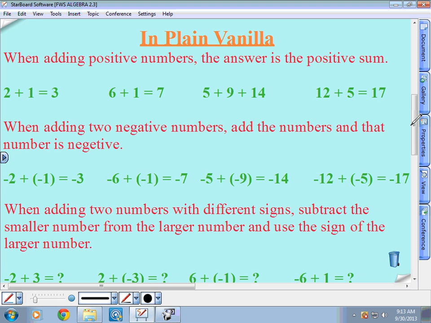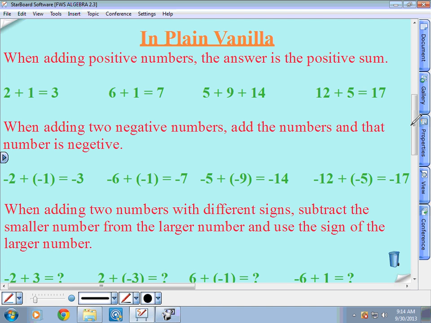If I'm adding together two numbers and they have different signs, I'm going to take whichever number is larger, and I'm going to subtract the smaller. So for both of these, it's going to be 7 minus 2, which is 5. And I'm going to use the sign of whichever number was larger. So here, it's just 5, because the larger number 7 was the positive.